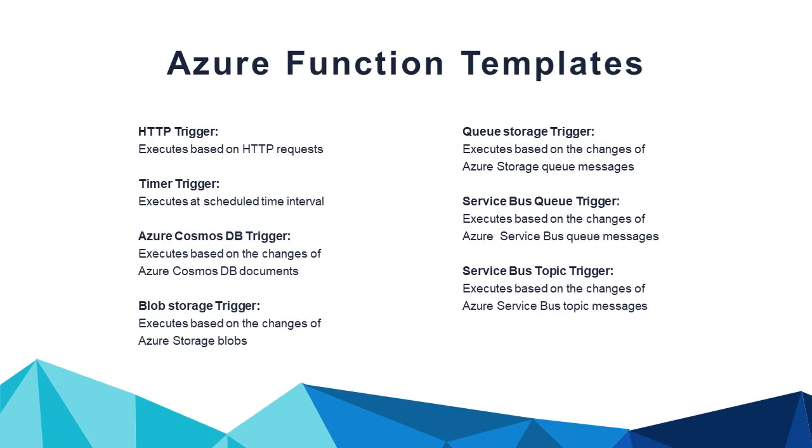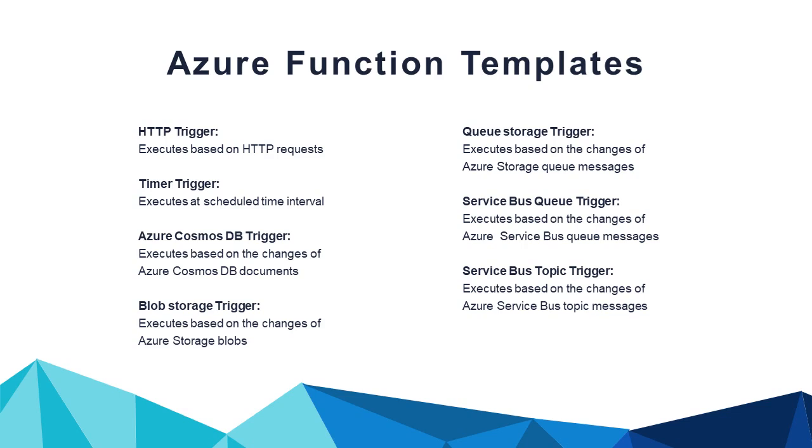Predefined Azure function templates. Based on the triggers, there are different templates available for you. HTTP trigger executes based on HTTP request. Timer trigger executes as scheduled time interval. Azure Cosmos DB trigger executes based on the changes of Azure Cosmos DB documents. Blob storage trigger executes based on the changes of Azure storage blobs.